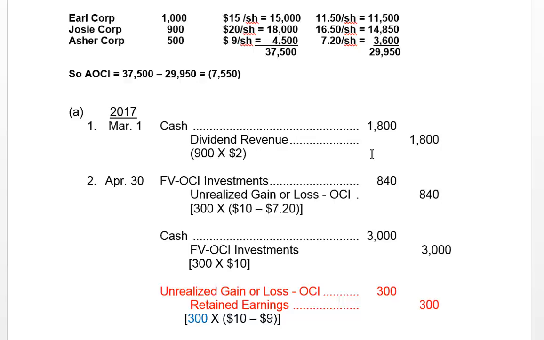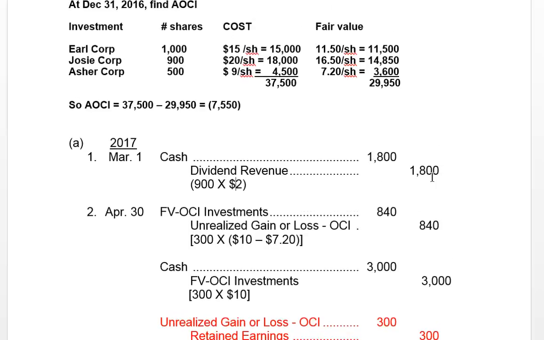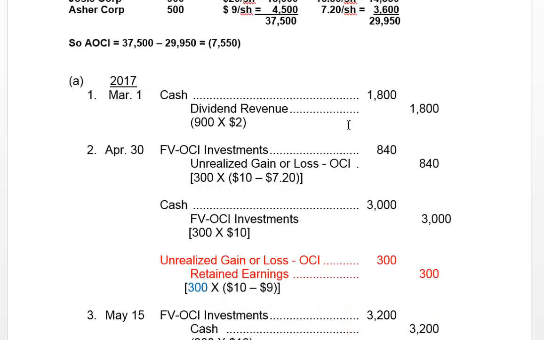And April the 30th begins our journey, because now we've sold one of these fair value through OCI investments, or part of it, because we decided not to keep it. So what did we sell? We sold part of our shares of Asher. So here's an example where we had 500 shares of Asher. We're not selling the whole 500 shares. We're only selling part of the shares.